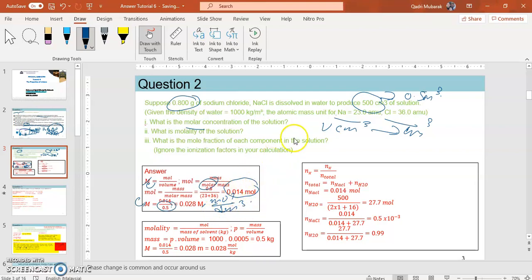And then the question asks us about the molality. So we know the formality: the molality is equal to the mole of solute divided by the mass of solvent. So the solute here is our sodium chloride, and the solvent is water.